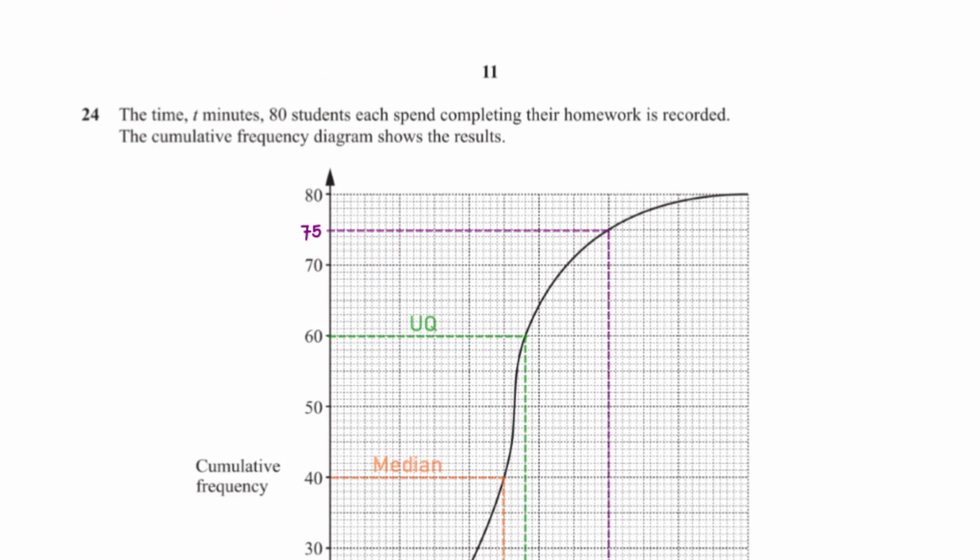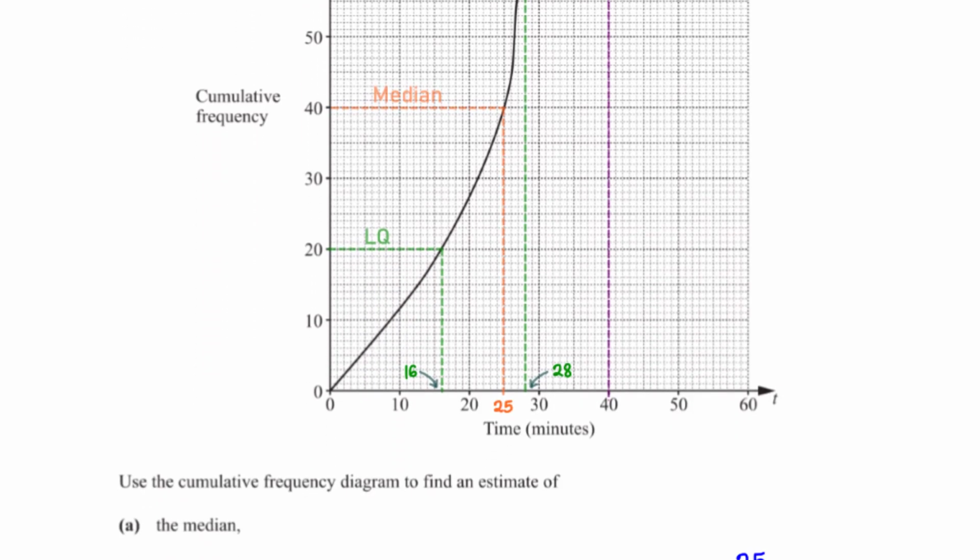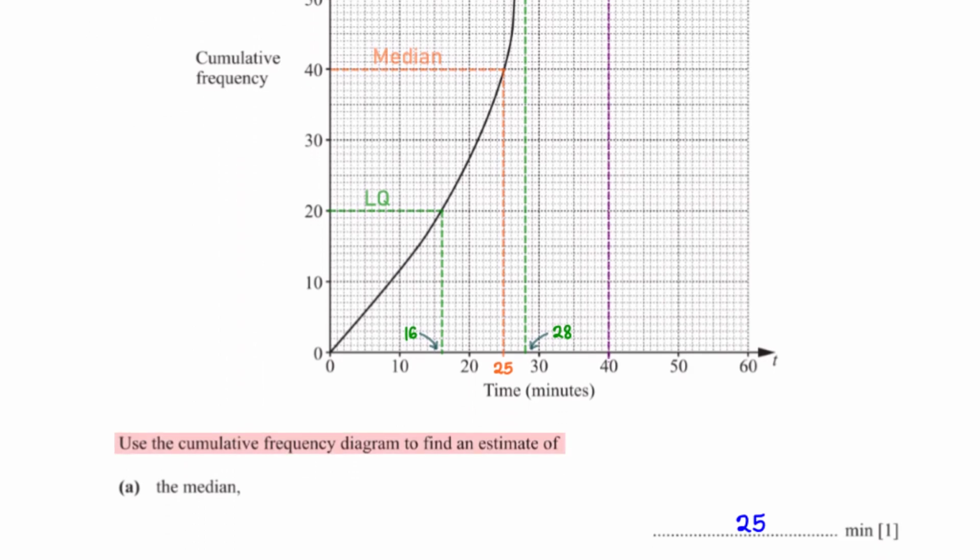The time T minutes 80 students spent completing their homework is recorded. The cumulative frequency diagram shows the results. Use the cumulative frequency diagram to find an estimate of the median. To get the median, we map half of 80, which is 40, on the diagram. This gives us the median to be 25 minutes.